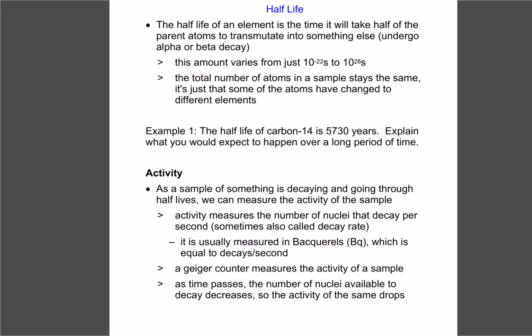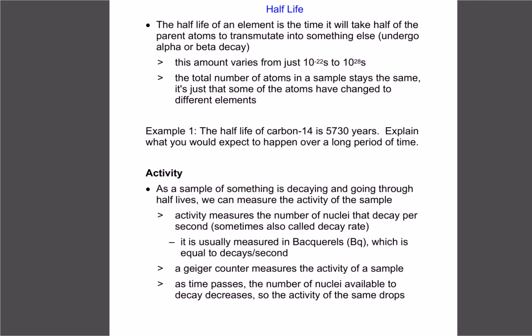And each element has different time periods. Some of them happen almost instantly, so it could be anywhere from like 10 to the negative 22 seconds, and some of them take thousands or millions of years, so 10 to the 28 seconds. So the half-life is quite different for any chemical. And the thing to remember is the number of atoms still stays the same. We're not changing protons and neutrons and so on. All we're doing is transmutating them from one element to the other.